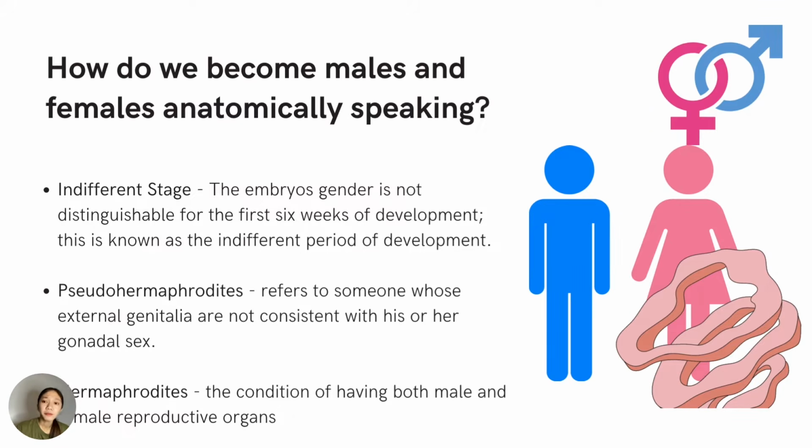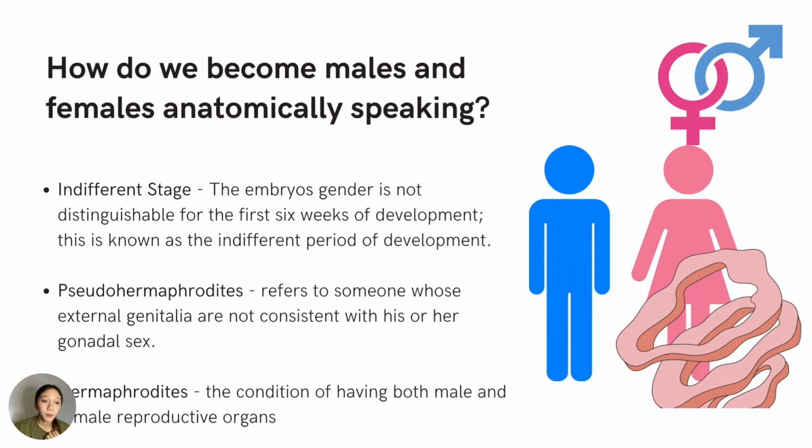And dito sa indifferent stage na to, if there is any intervention or may pagkakamali with the normal pattern of sex hormone production, there will be strange abnormalities. Ano ba yung mga strange abnormalities na to? For example, dito sa book nyo is the pseudo-hermaphrodites. Ano ba ito? It refers to someone whose external genitalia are not consistent with his or her gonadal sex.